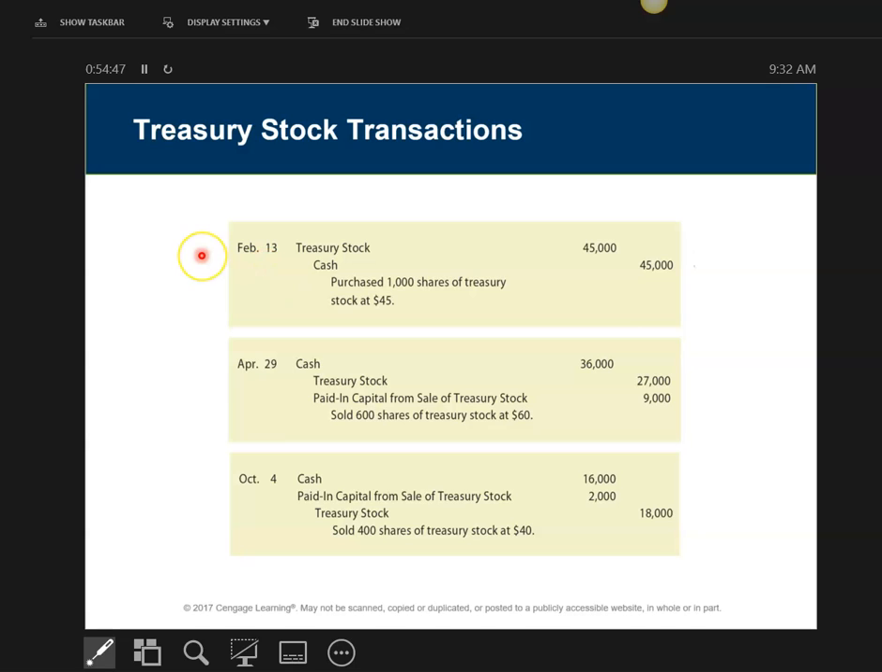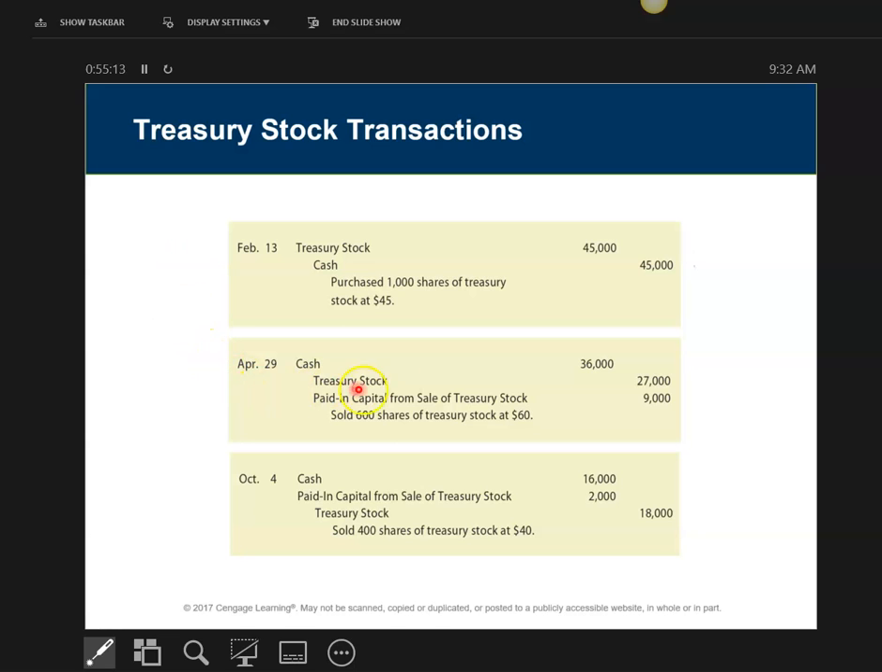Here's my journal entry number 1. This is when I buy back Treasury stock. So I'm spending $45,000 cash, and I'm going to get a $45,000 debit to Treasury stock, which represents 1,000 shares at $45. So no matter what, my Treasury stock account has to represent the price it was paid for, $45.